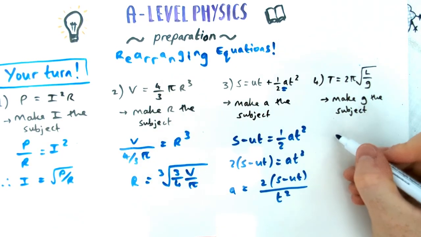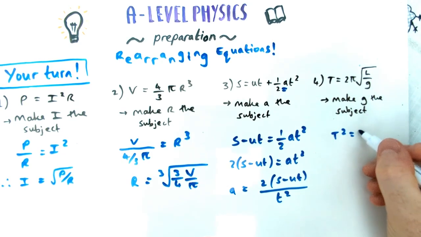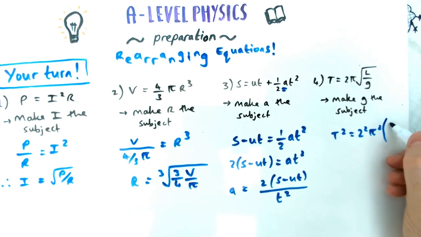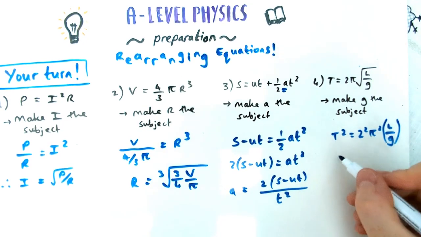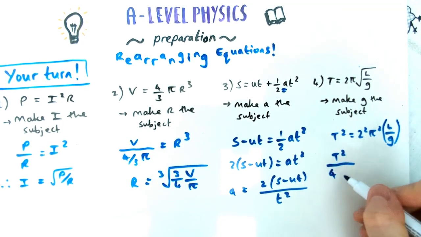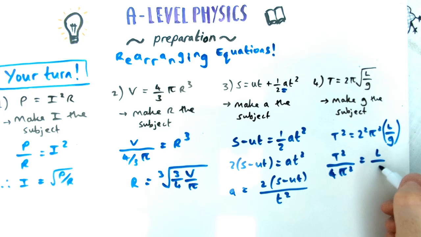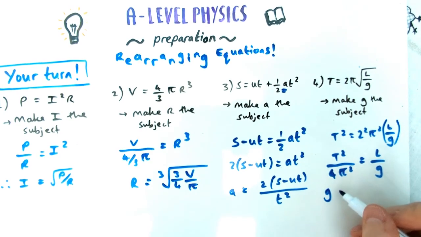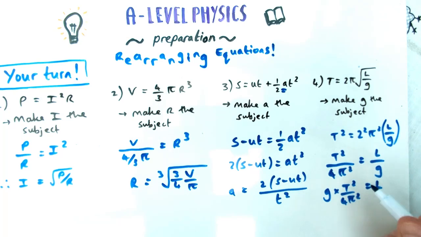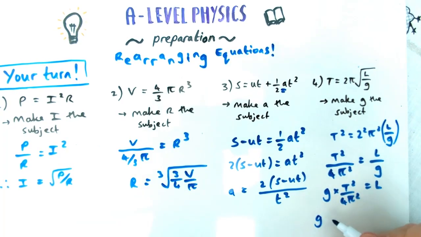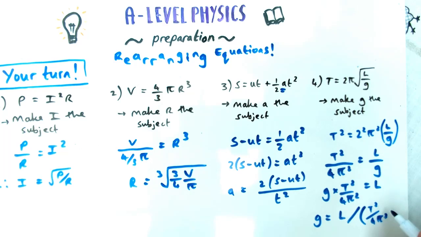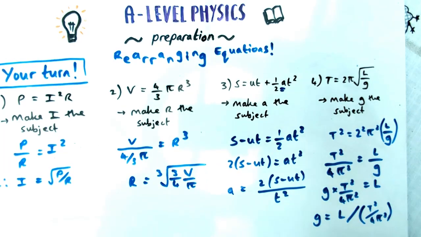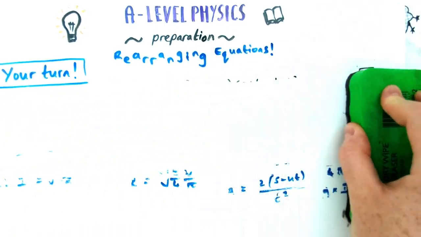The last one is really tricky because g, which I'm trying to make the subject, is in a giant square root, so I've got to square everything to get rid of the square root. That means T squared, 2 squared, pi squared as well. Then rearrange, so I've got T squared divided by 4 pi squared equals L over g. Then get g to be the subject, which means L divided by, and then put it all in brackets to make it look neat and tidy, T squared divided by 4 pi squared. So those are 4 examples of rearranging equations. Practice makes perfect. Get as much practice as you can, so it makes it easier in class.